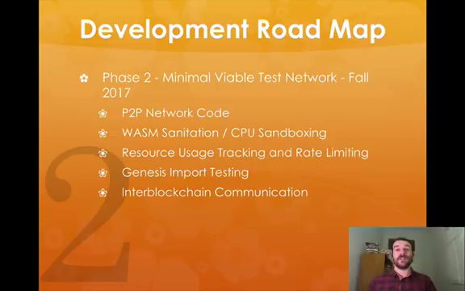Phase 2, which happened in fall of 2017. Everything in phase 1 assumes a trusted environment that runs on the developer's own code. So before a test network can be developed and deployed, several additional features have to be implemented and tested. So peer-to-peer network code has to be implemented as well, and this is a plugin that is responsible for synchronizing the blockchain state between two standalone nodes. This is a core functionality of EOS.